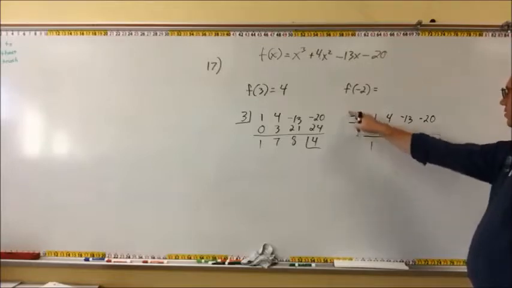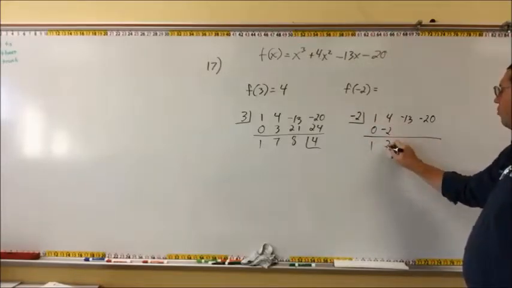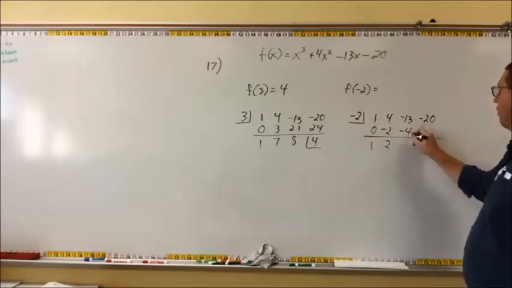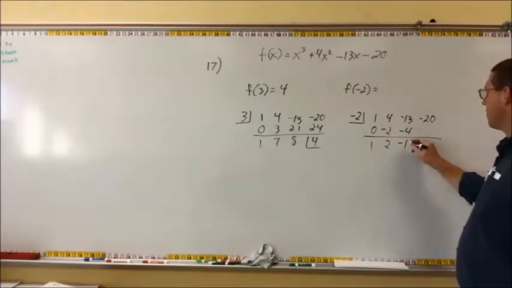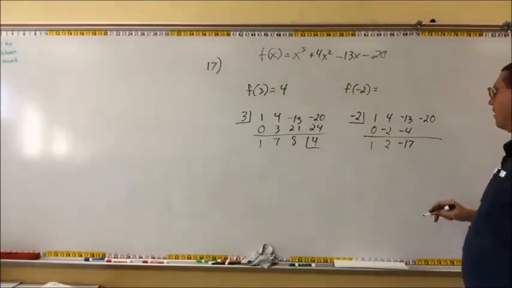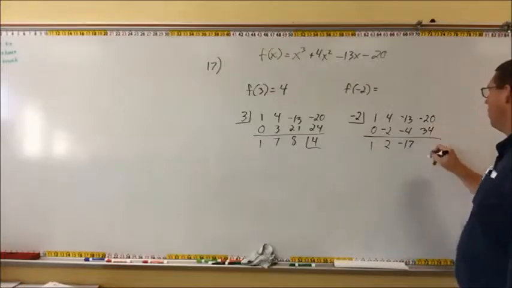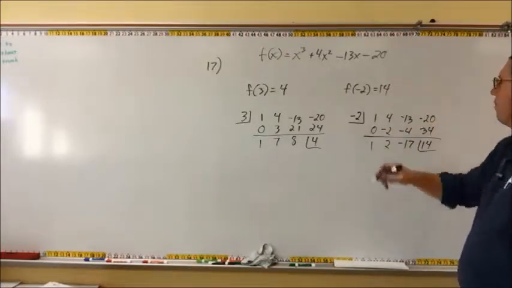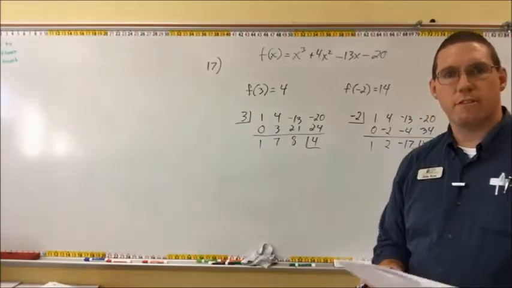1 plus 0 is 1, times negative 2 is negative 2, plus 4 is 2. 2 times negative 2 is negative 4. Minus 13 is negative 17. Negative 17 times negative 2 is positive 34. And 34 minus 20 is 14. So the final answer here is 14. So we're done with 17.